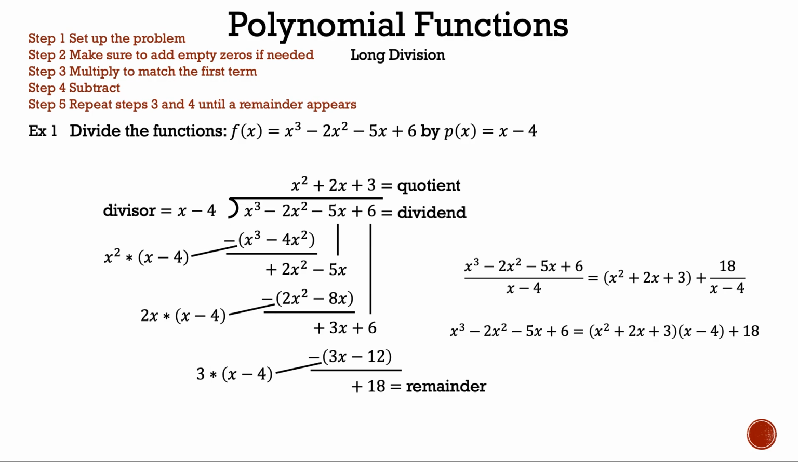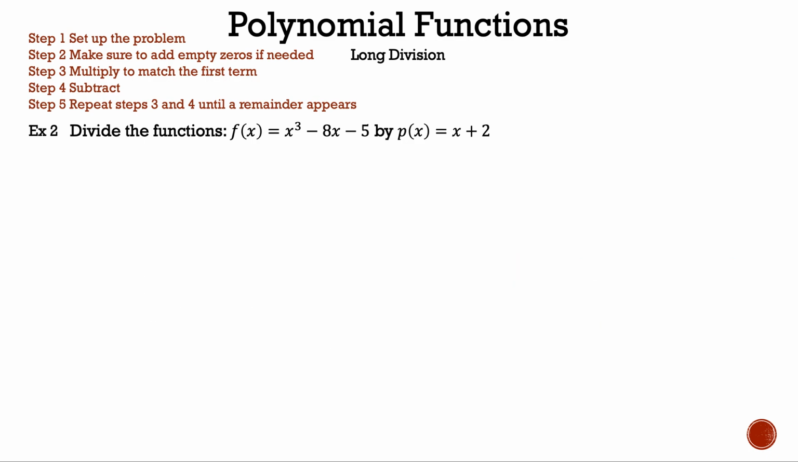And the second one is x cubed minus 2x squared minus 5x plus 6 is equal to the quantity of x squared plus 2x plus 3 times the quantity of x minus 4 plus 18. Basically, we multiply each term in the first method by the divisor, in this case x minus 4, to get the second method. Each one is useful in its own way. That is example 1. Let's move on to example 2.